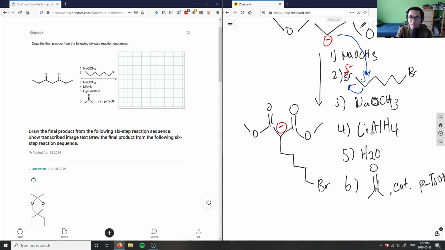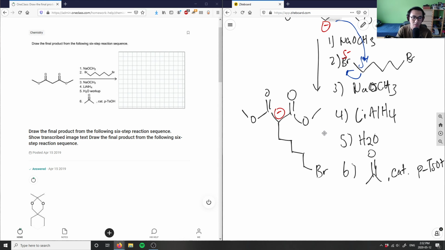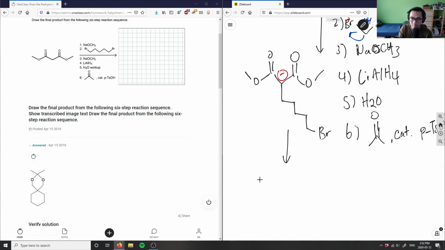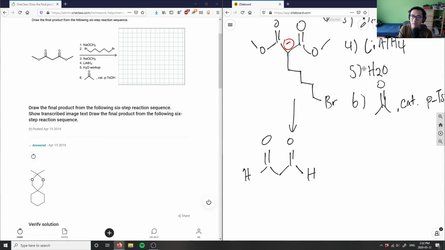When I reduce this compound, I'm going to start making this cyclic group. If I reduce this compound, I'm going to basically eliminate these ester groups. Let me see if I can draw this out. I'm going to remove these ester groups, so I'm going to get something like this: a double bond O, and this is simply bond H now. Double bond O, bond H, and then I have my alkyl group here, 1, 2, 3, 4, 5, and then our Br here.